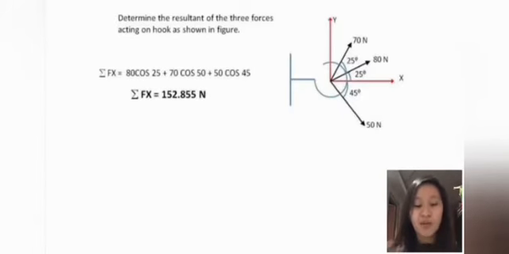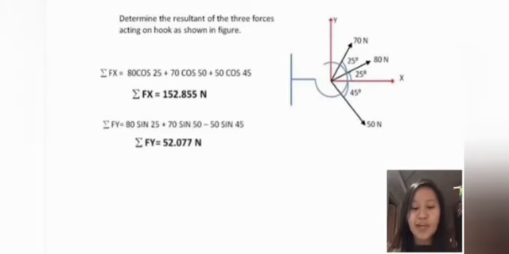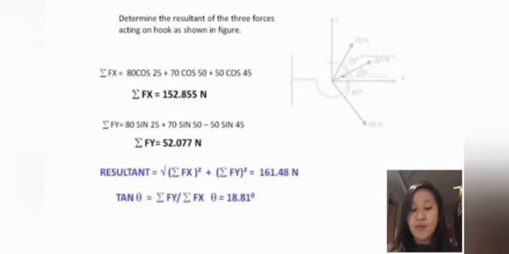Tapos, kukunin naman natin yung y component. So, sigma Fy is equals to 80 sin 25 plus 70 sin 50 minus 50 sin 45 equals to 52.077 Newton. So, nakuha natin yung sigma Fx and sigma Fy, yung dalawang components, yung sagot dun sa dalawang components natin. Tapos, i-add lang natin yung component x and component y, and then hanapin natin yung angle.